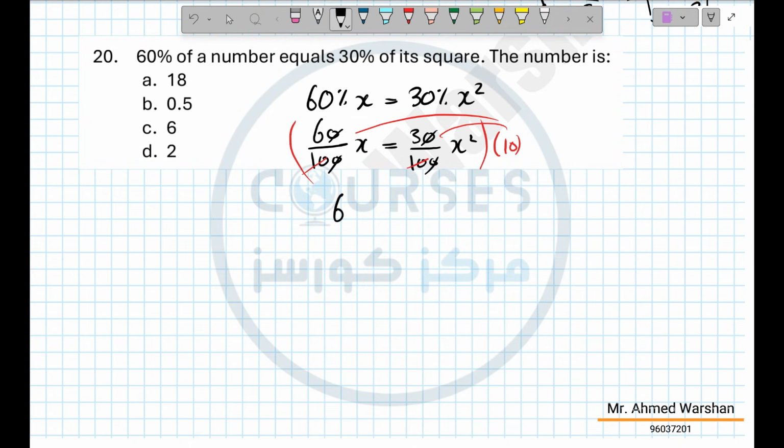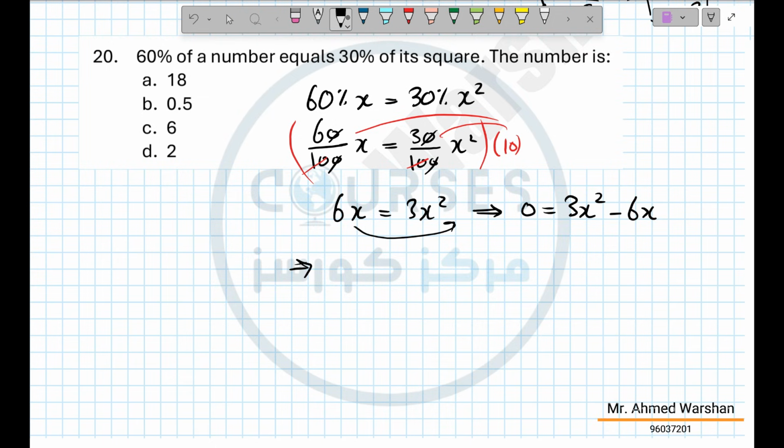So we are left with 6x equals 3x squared. Move this to the other side, so 0 equals 3x squared minus 6x. This is a quadratic, but it's missing c, it's missing the number. So we solve this by taking x as a common factor. Actually, we can take here 3x as a common factor. Doesn't really matter, both will work.